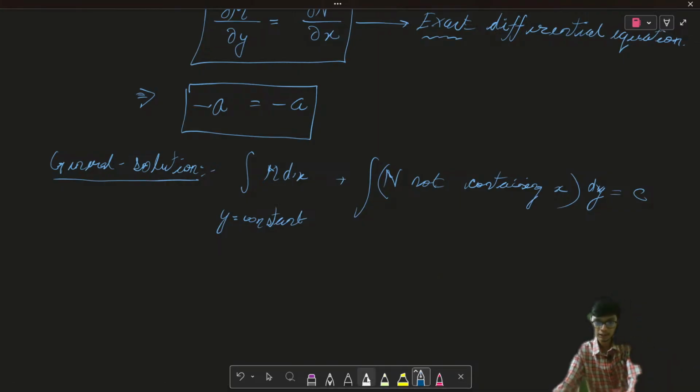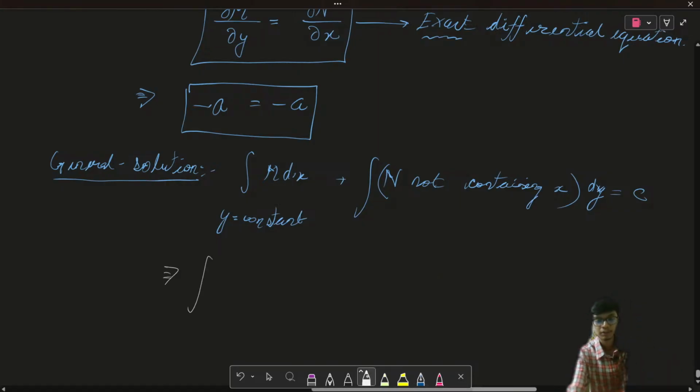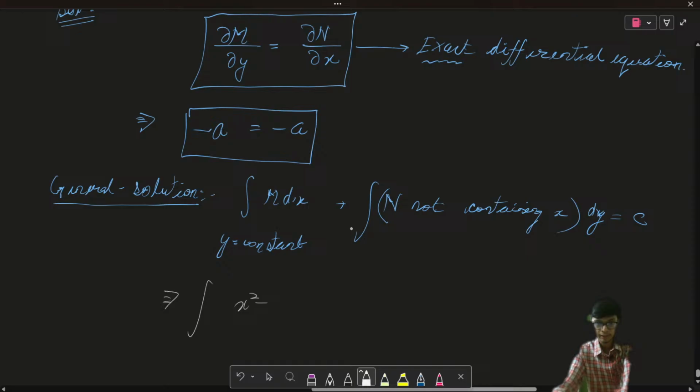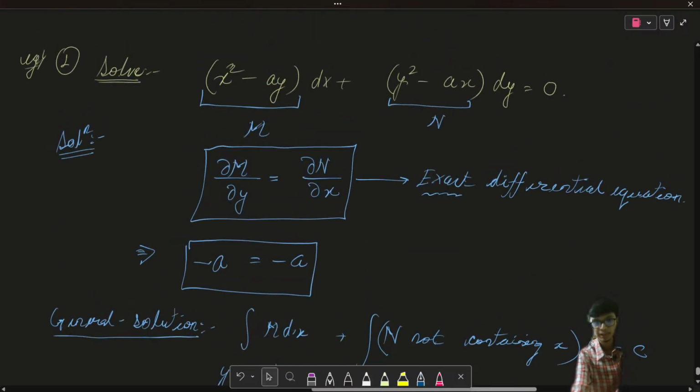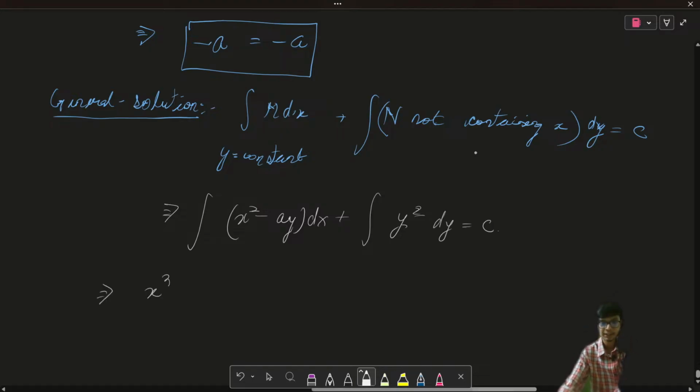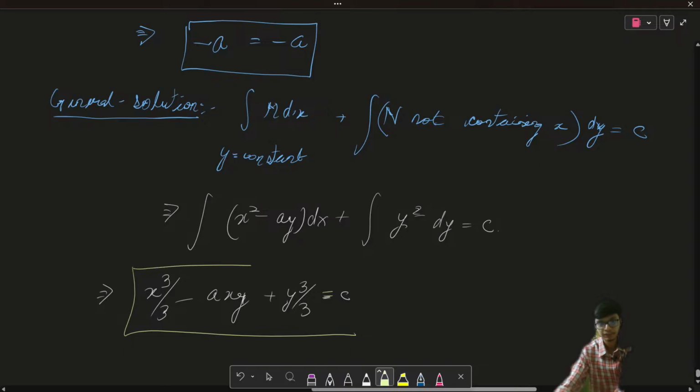So if I recall, M is basically x square minus ay, so this will be the integration of (x square minus ay) dx plus, now if I look carefully at the expression of N, the term which is not containing x is only y square. So I will keep y square only over here, dy, that should be equal to some constant c. And if I just integrate this, the result is going to look like this. Alright, so this is going to be the general solution of such a differential equation.